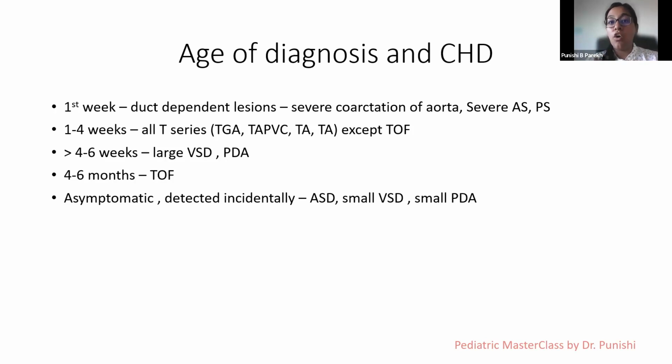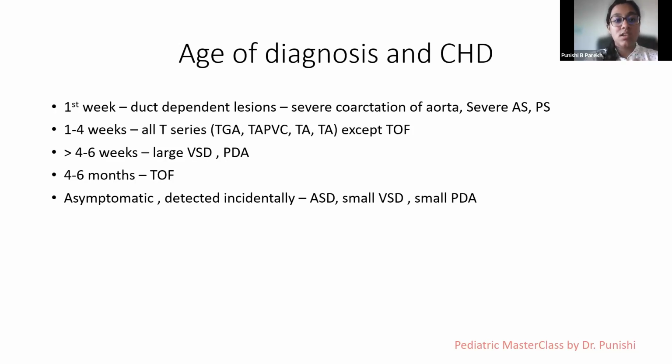How do you pick up these duct dependent lesions? It is with the help of something known as CCHD screening, which is critical congenital heart disease screening. Don't get confused, we'll see this as we discuss the case presentation of a cyanotic and an acyanotic heart disease. But just keep in mind, we really are interested in picking up these critical CHDs as early as possible, because as the term suggests, they are critical. They will not give us too much time to act, and that is why these conditions will present well within the first week of life.